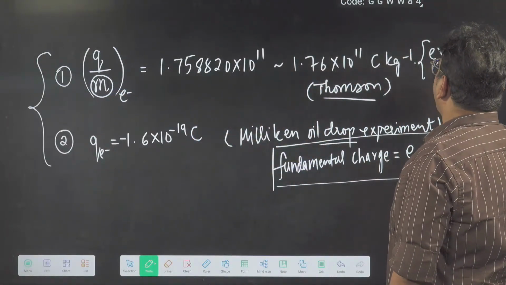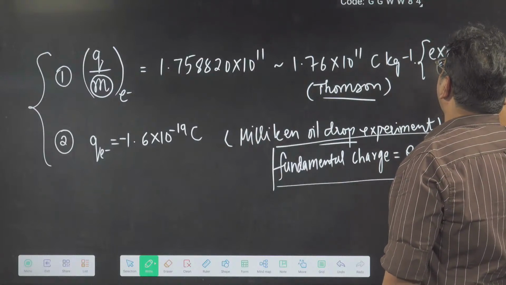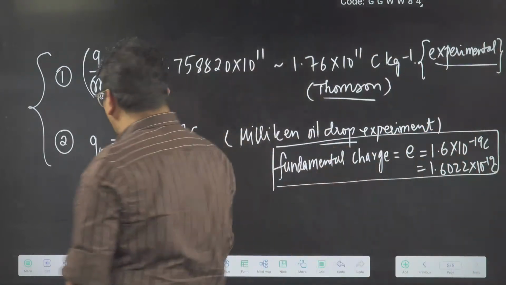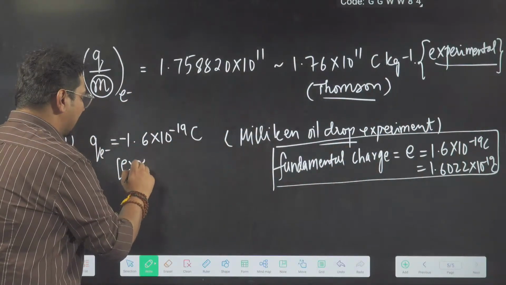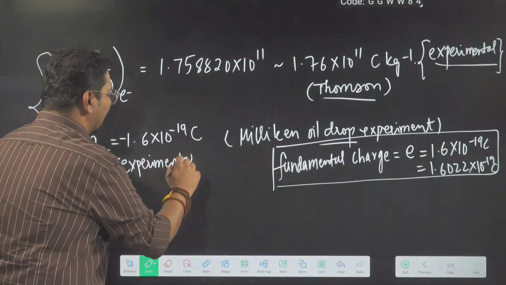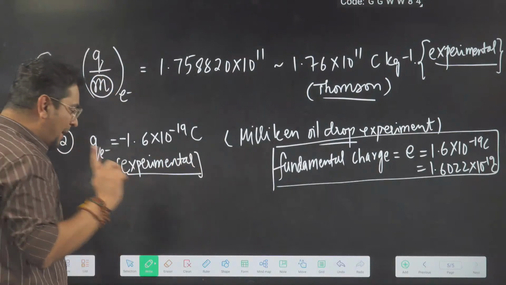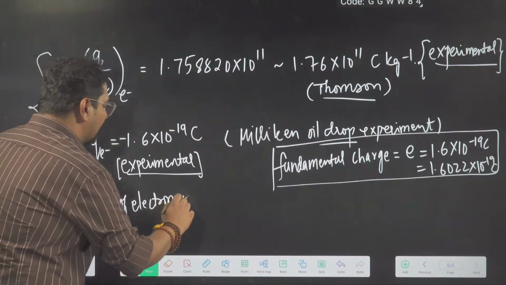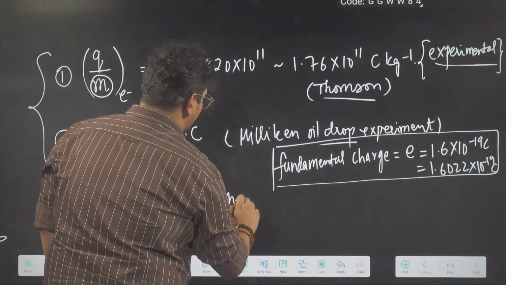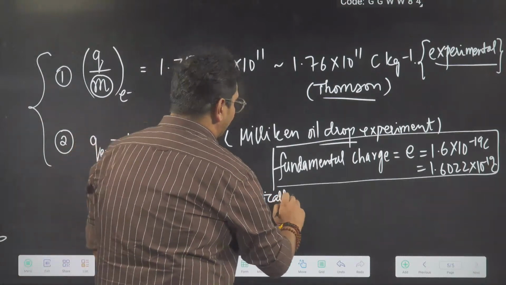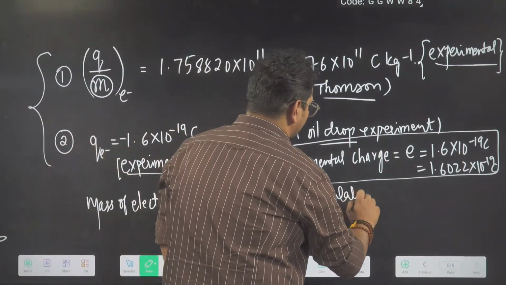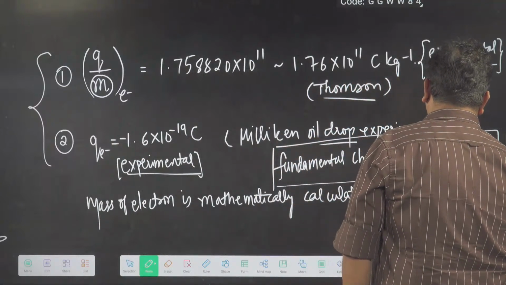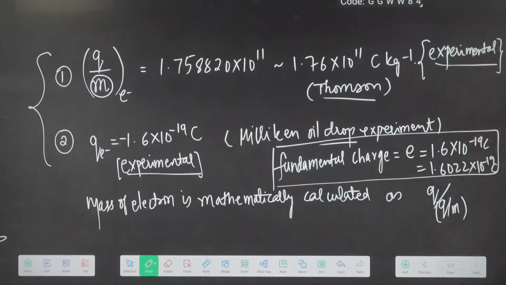So specific charge is experimental. Charge of the electron was found experimentally. But mass of the electron is mathematically calculated as Q upon Q by M, charge upon charge by mass.